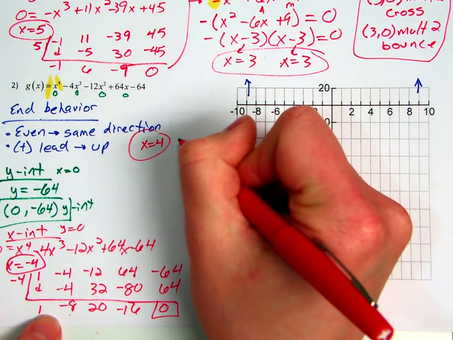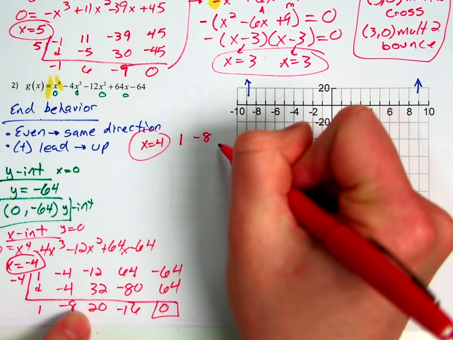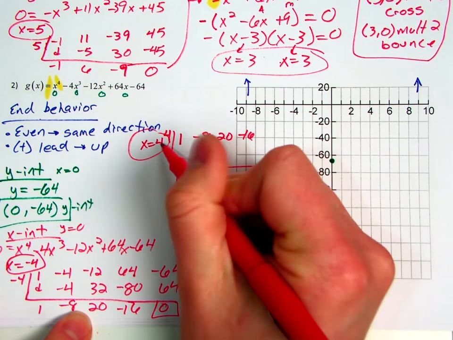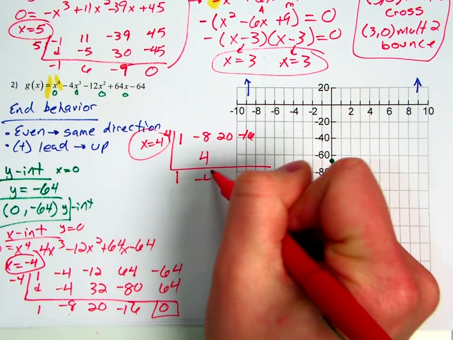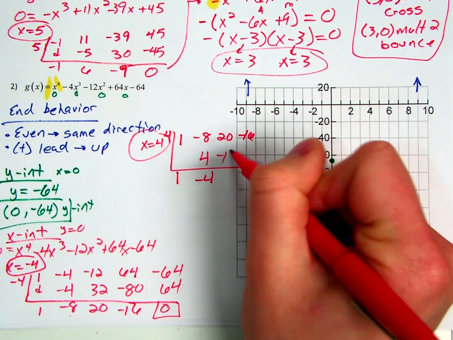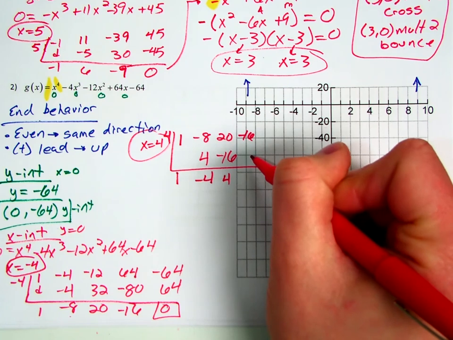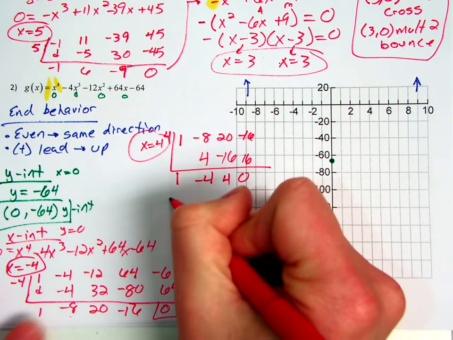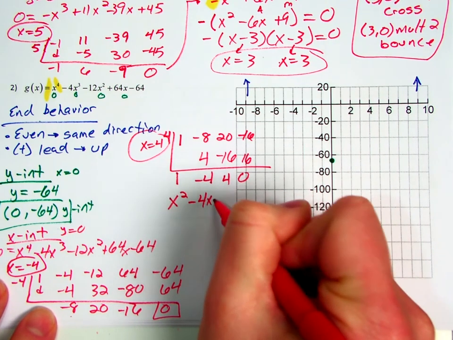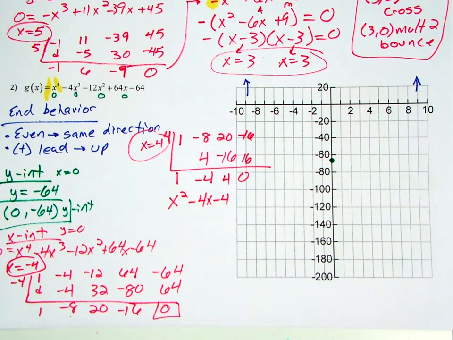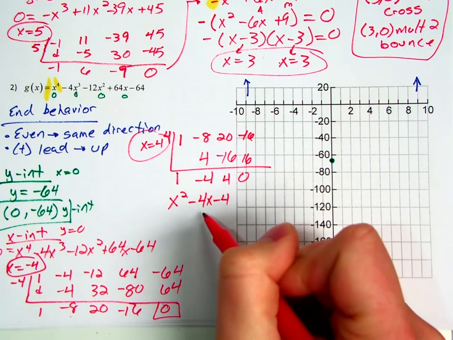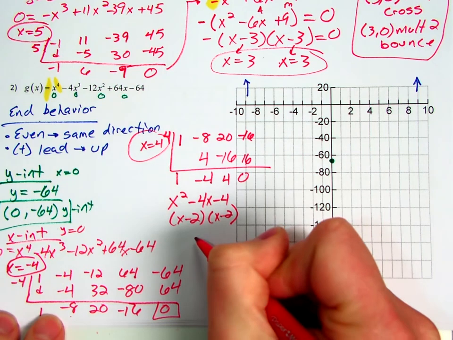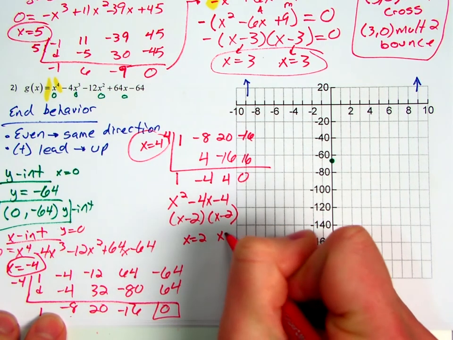So now on this one, the 1, -8, 20, -16. Put the 4 out, so 1, 4, 4, -16, 4, 16, so that does zero out. So now we have only 3 terms, so x squared minus 4x plus 4 is actually something that we can go ahead and factor, right? So what multiplies to 4 and adds to -4 would be x minus 2, x minus 2. So that gives me x equals 2 and x equals 2.